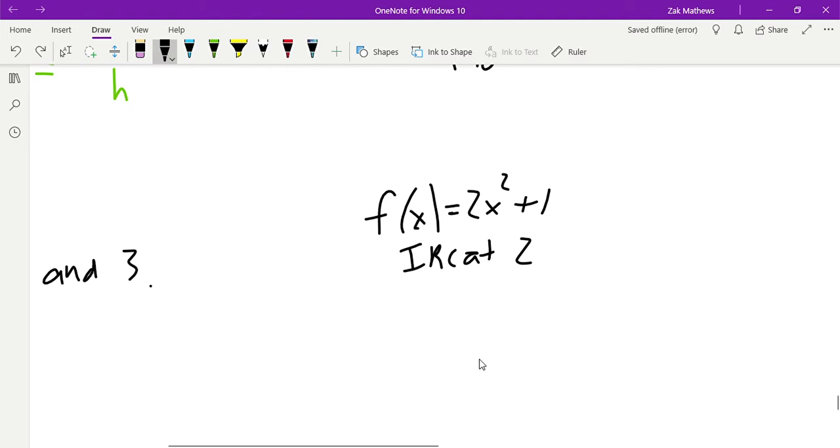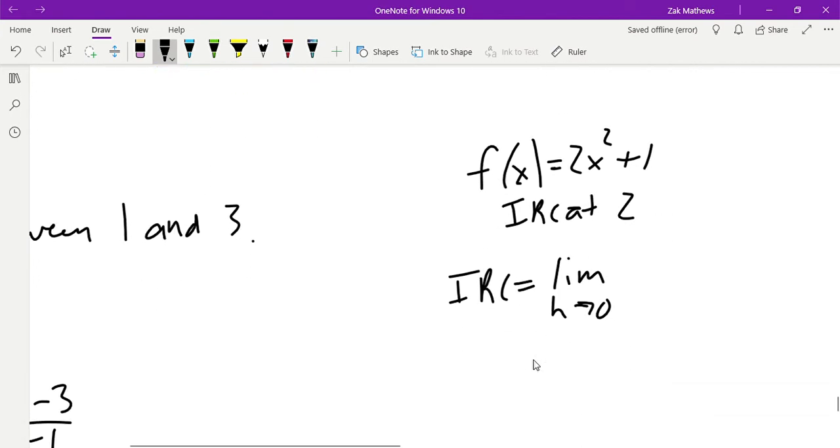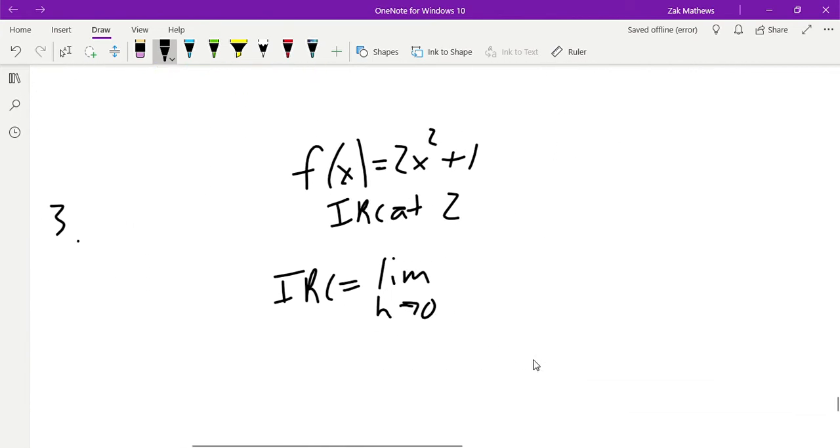So if I want to find the instantaneous rate of change, we're going to be taking a limit as h goes to 0 of this thing right here, and this should look familiar to you. We've named this in the past, even though we never actually did the limit with it. This right here is what we call the difference quotient. So we're taking the limit of the difference quotient. So we should be familiar with this process.